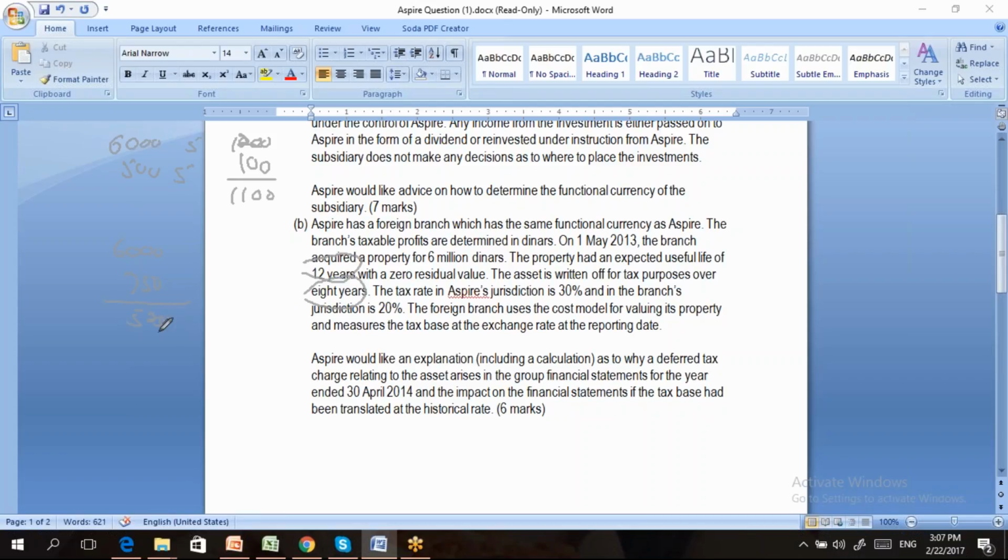5,250 that you will convert at the closing rate, because it's a monetary liability. So you will take the 5,250 at the closing rate, which is 6. 5,250 divided by 6 is 875. So this is how we have a deferred tax element coming up. What is the deferred tax? The temporary difference is 1,100 minus 875, 225.